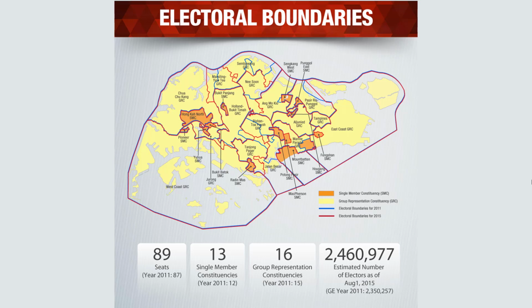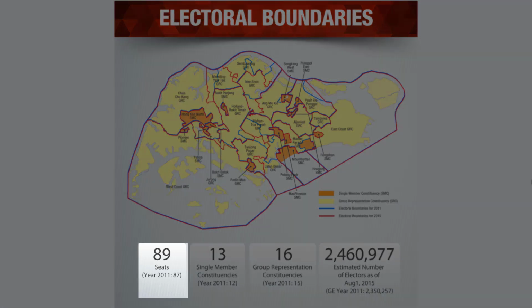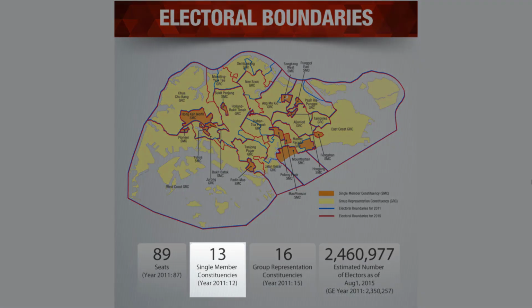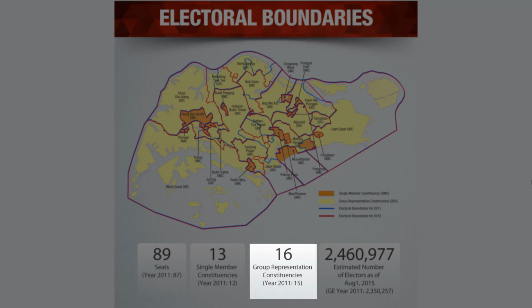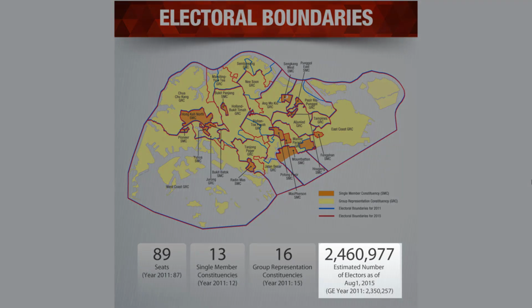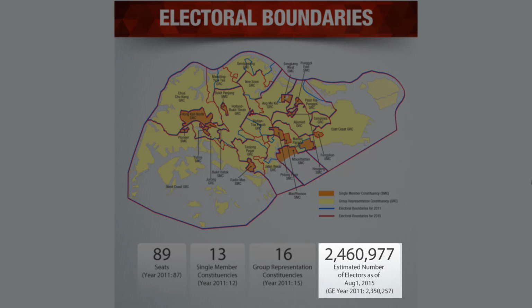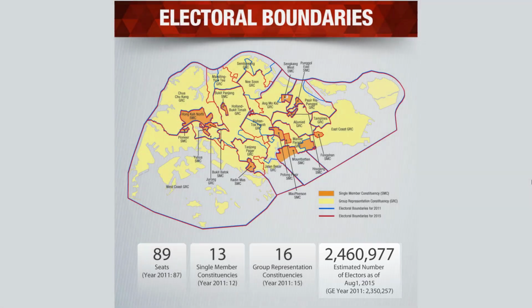Maybe, maybe not. So let's take a look. We have 89 seats in the year 2011. It says 13 single member constituencies where we choose one person to represent us. You have 16 group constituencies in the year 2011 where we choose a group of people to represent us, and there's an estimate of 2.46 million people. Those are the electors, which are the people who are allowed to vote.